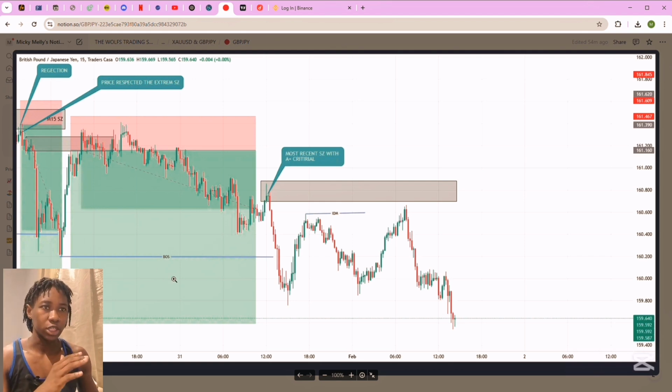Because price broke structure, and when you look over here, there is no fair value gap or impulsive move right here. So this is the most recent supply zone with my A+ criteria. What are my A+ criteria? On the 1 hour time frame, this was the 15-minute time frame.